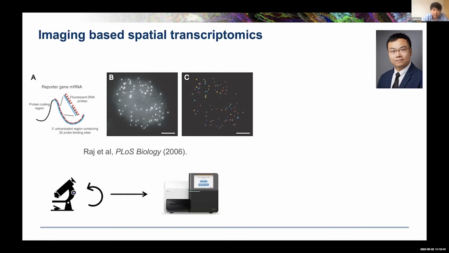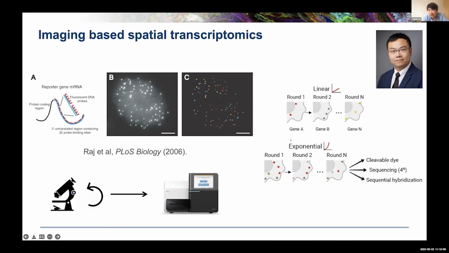I think the way to convert this microscope into something that can image a couple of genes into something like a sequencer that can image many genes is to do the microscopy many times and then register those images together. And Stephen will basically tell you about the different approaches and how we can really encode hundreds to thousands of genes with this combinatorial microscopy. So this sets the stage for the technologies.